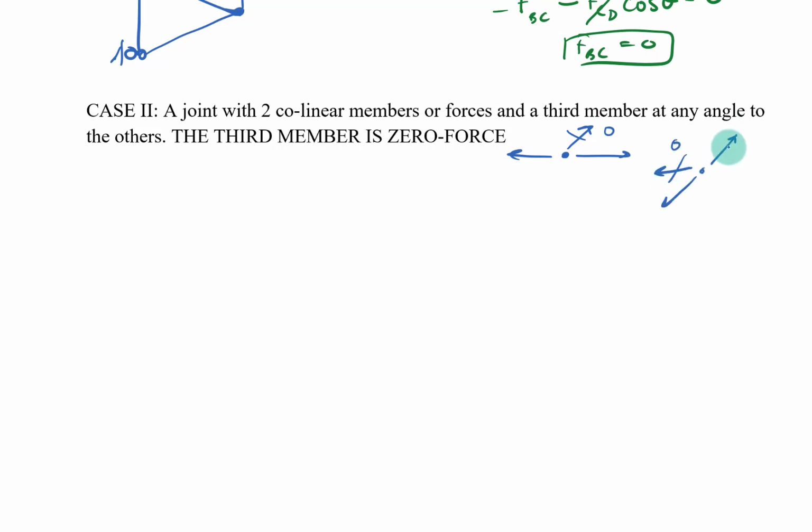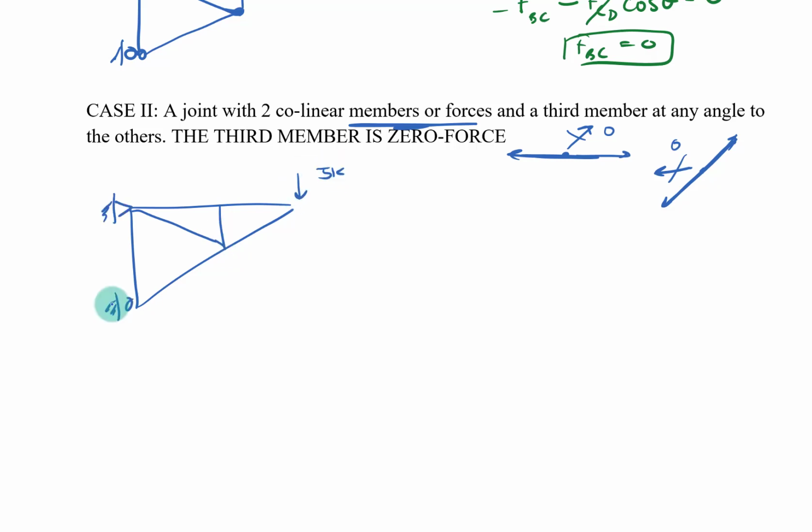Right, this is zero force. These two are collinear. So we're looking for situations like that. This could be forces or members. So if we look at that same truss we saw up above, we're just going to move the load to the tip. And if we move this load to the tip, you'll notice force BC and force CD are no longer zero force, because this is now a loaded joint at C.